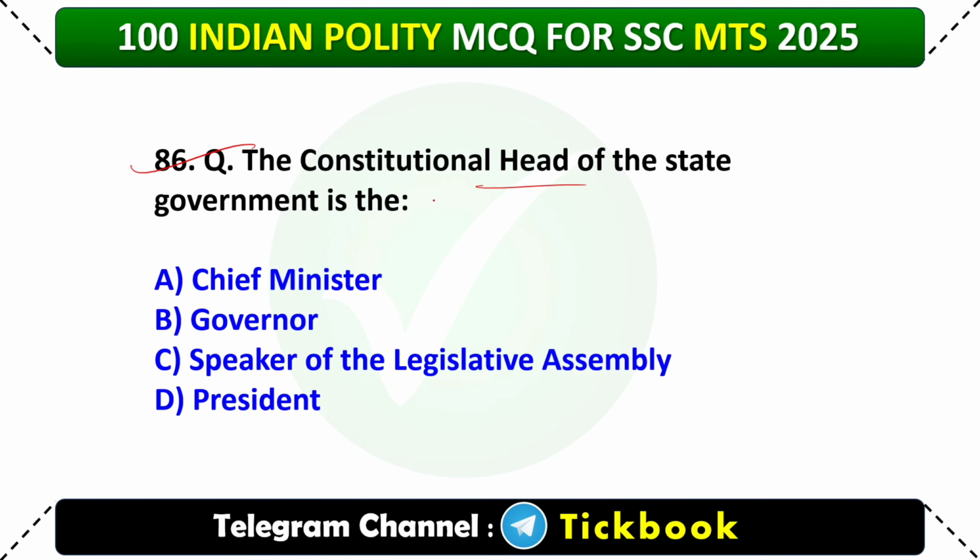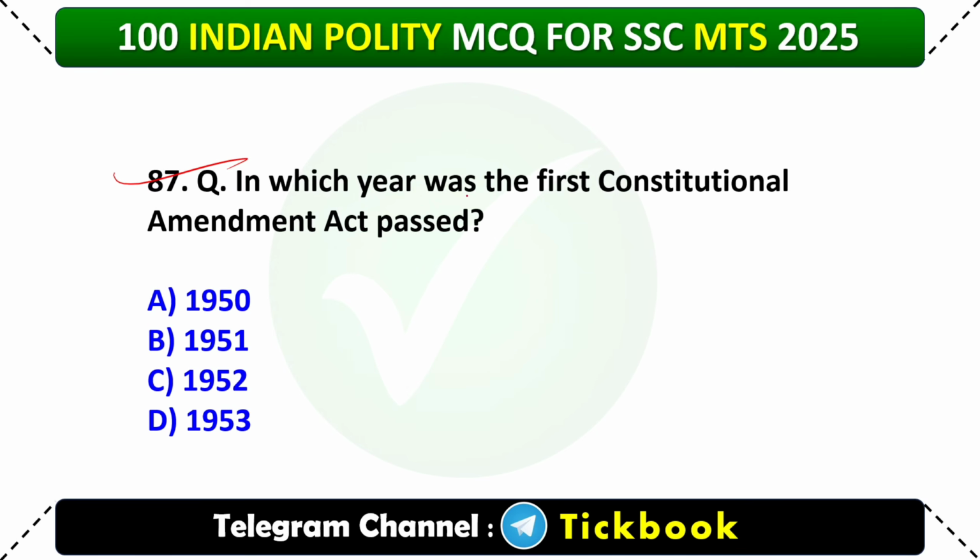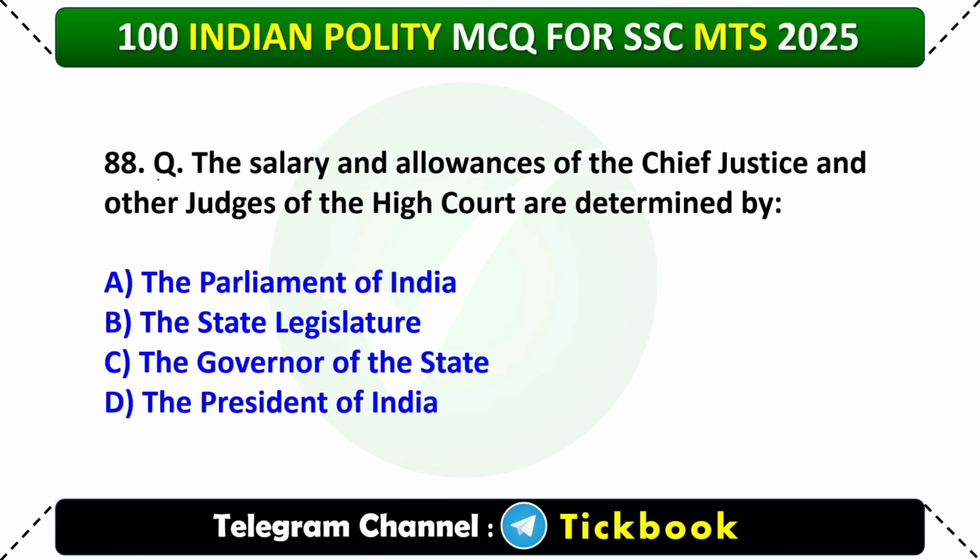86. The constitutional head of the state government is the. Option number B, Governor. 87. In which year was the first Constitutional Amendment Act passed? Option number B, 1951. 88. The salary and allowances of the Chief Justice and other judges of the High Court are determined by. Option number B, the Parliament of India.